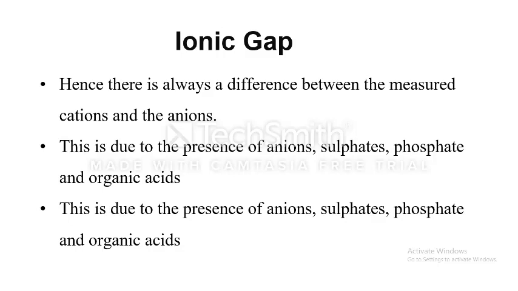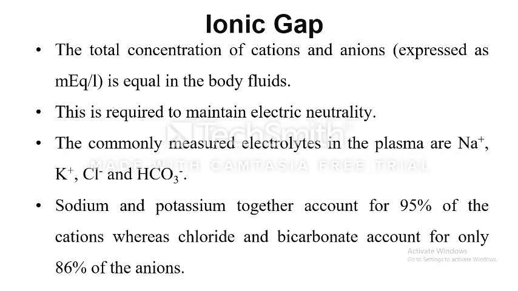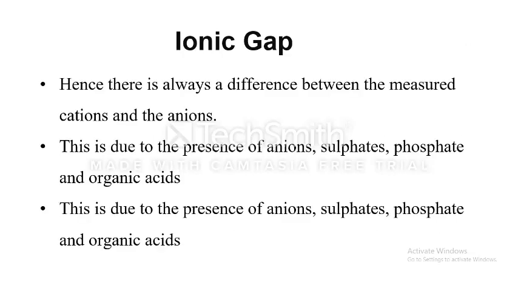It's obvious. If our cations are always higher and the anions are lower, there will always be a difference. This is due to the presence of unmeasured anions: sulfates, phosphates, and organic acids.